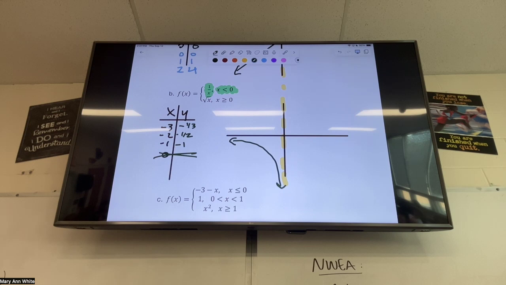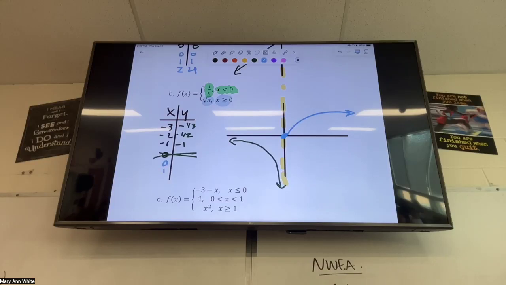And then I will do my square root function, which again, I should know what that looks like, and that's everything greater than or equal to 0. Where does the square root function start? 0, 0, what does it do? Right? If you forgot, that's okay.